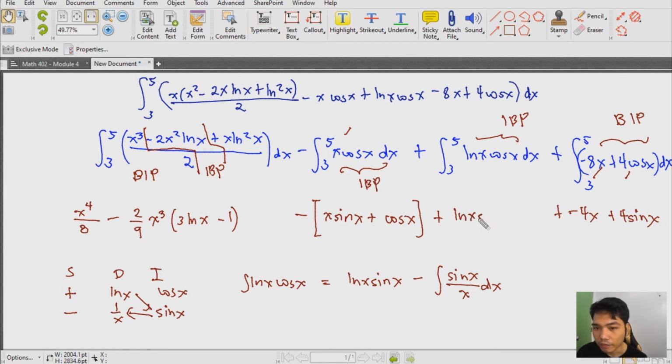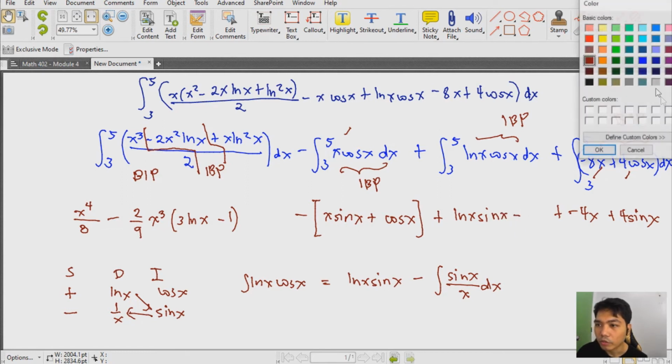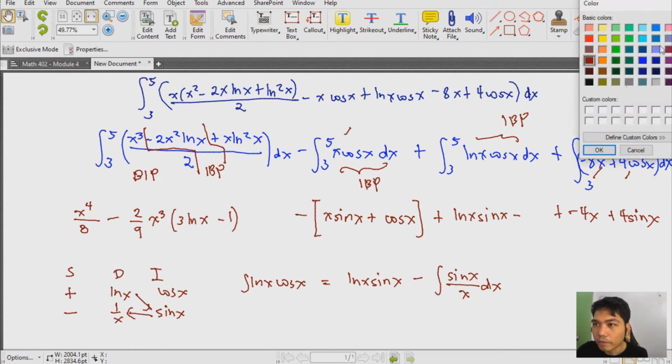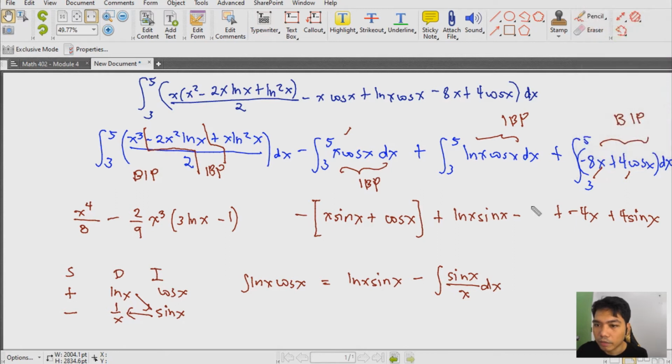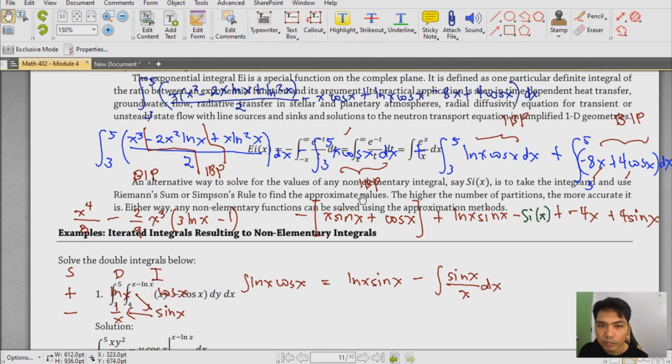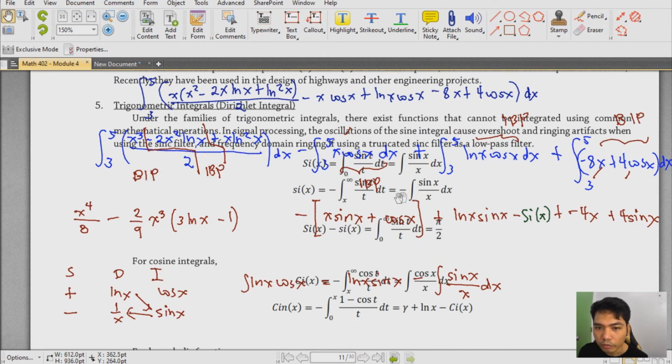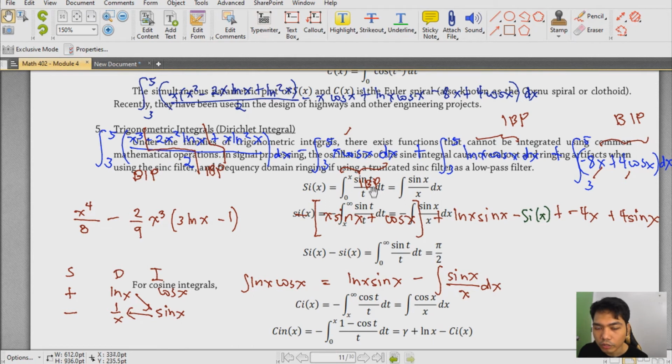So this is ln of x sine x, and then minus, so you have to subtract this with that particular non-elementary expression, which is plus SI of x. Hopefully you remember that. If you don't, you can just go back here. Here we said that whenever we have sine t over t, that would be SI of x. Whatever that function is, you can just incorporate it in your expression.